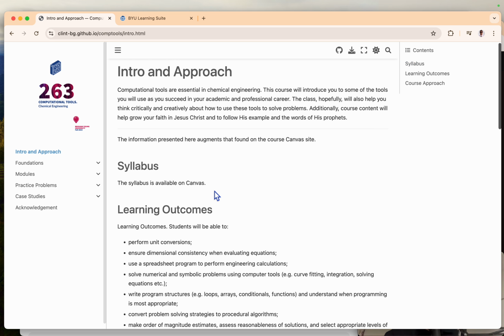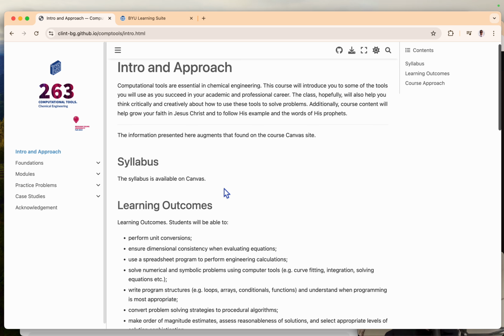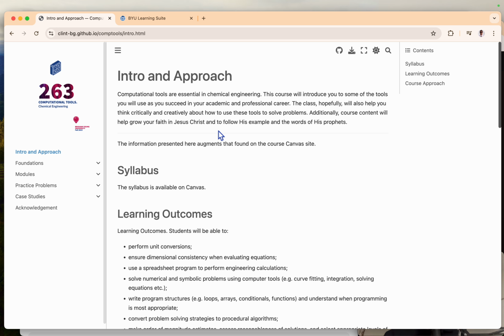You can see the syllabus on the Learning Suite. As far as what we'll be learning, we get to learn about Python and Excel, some of those tools to use to help you make engineering calculations, to help you make estimates and make predictions and evaluate processes.